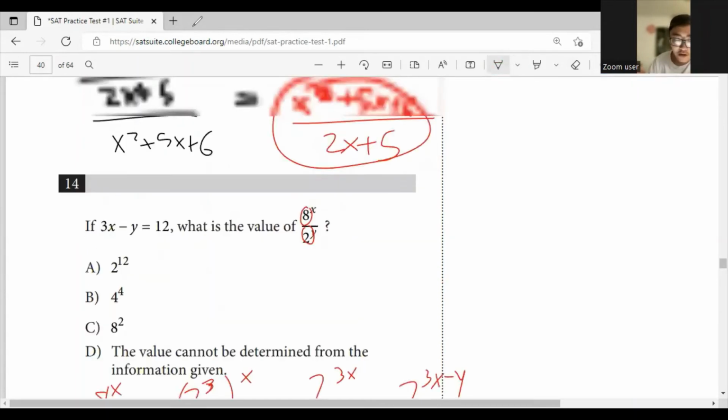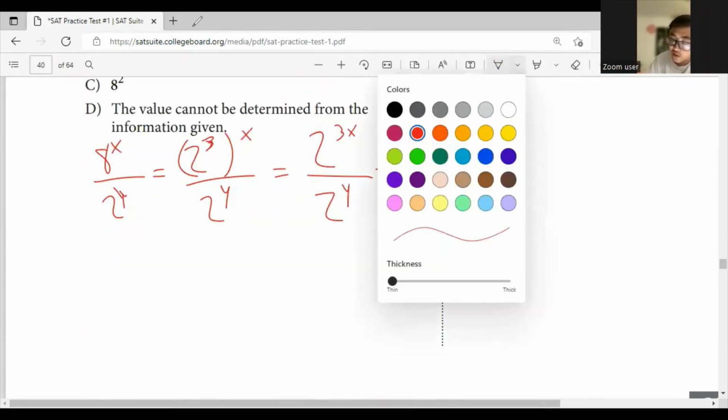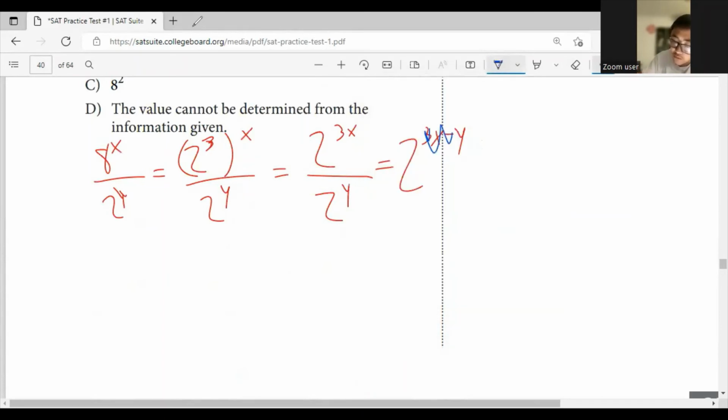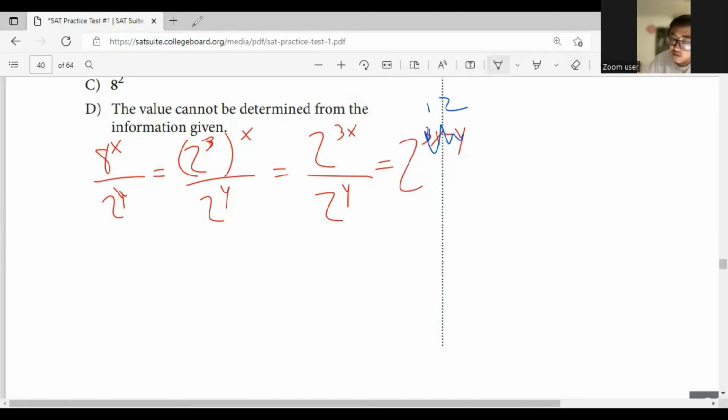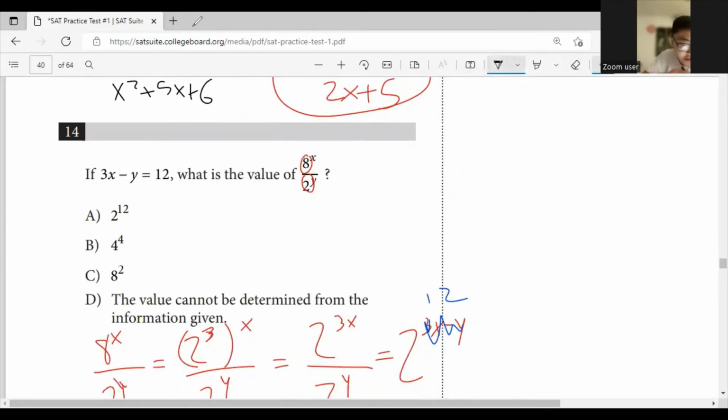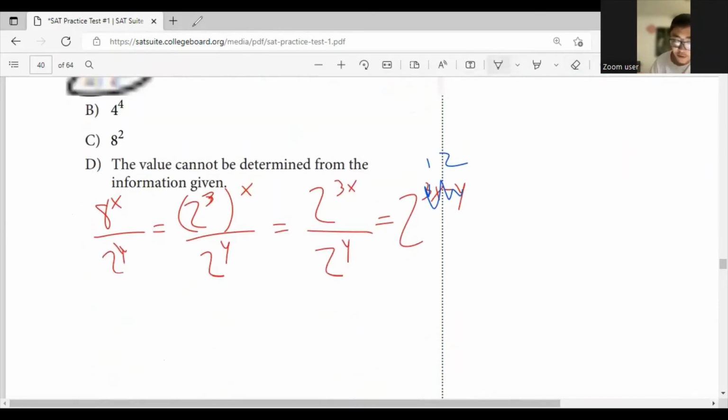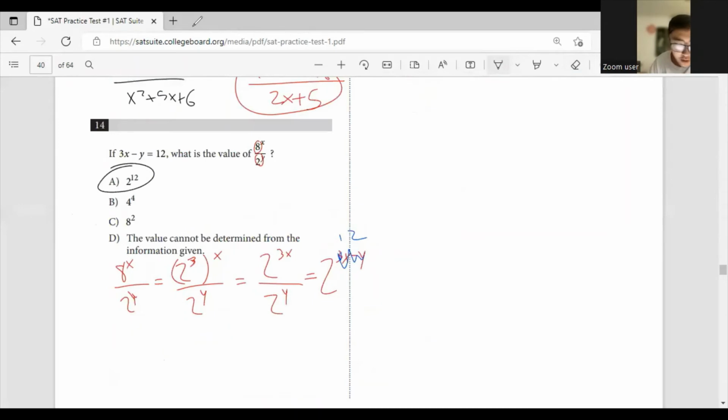And now I know 3x minus y equals 12, so I just substitute this for 12. This is 2 to the power of 12. And let's see what my answer choices are. I have A as my answer. Now, this problem is going to be really hard if you don't know your law of exponents. So I recommend looking at your law of exponents before trying to do this problem.